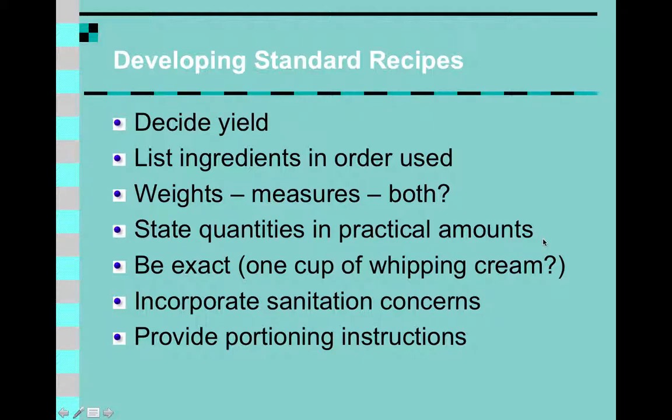You want to be exact. You want to incorporate sanitation concerns. This would include not having ingredients sitting out in unsafe conditions. And this is very important from a cost control perspective. Provide portioning instructions. Remember when we talked earlier about how we had variances. Oftentimes variances come by underserving or overserving portions.